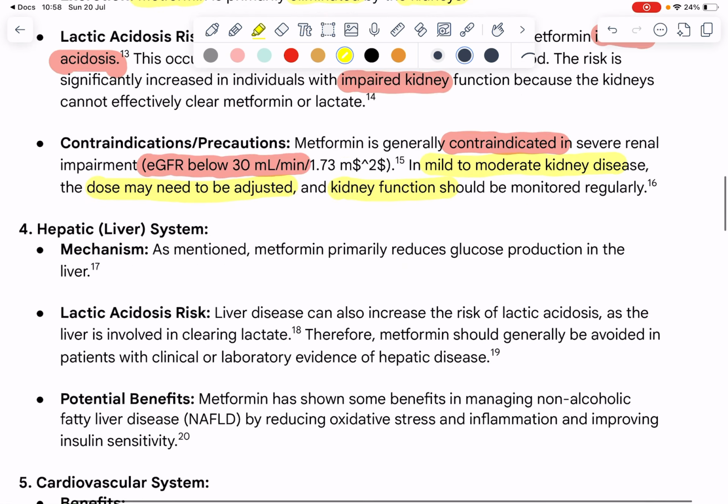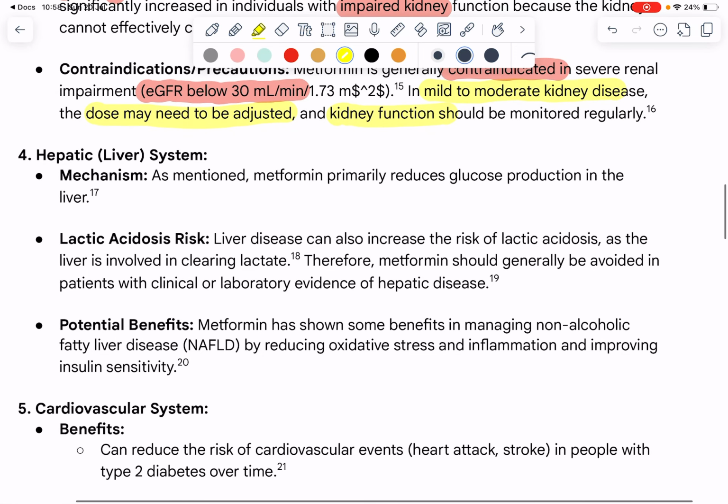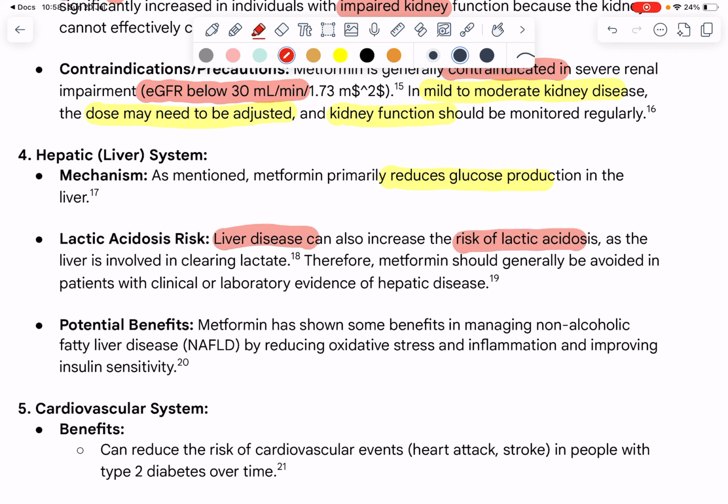Next, moving on to the hepatic system. Basically it affects the hepatic system, thereby reducing the glucose production. Please remember, liver diseases can increase the risk of lactic acidosis, as the liver is involved in clearing the lactate. The liver is involved in both metformin metabolism as well as clearing the lactate. Therefore, metformin should generally be avoided in case of hepatic disease as well as in case of renal impairment. So what are the potential benefits with respect to the liver system?